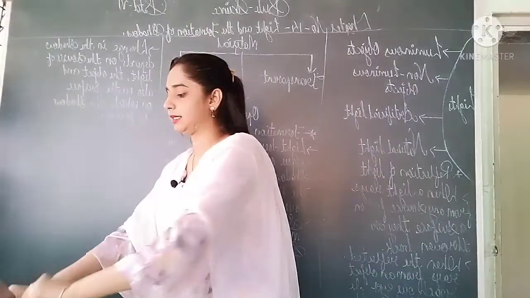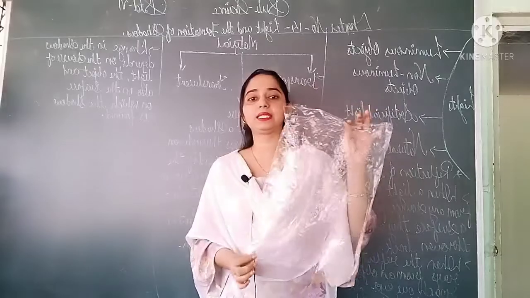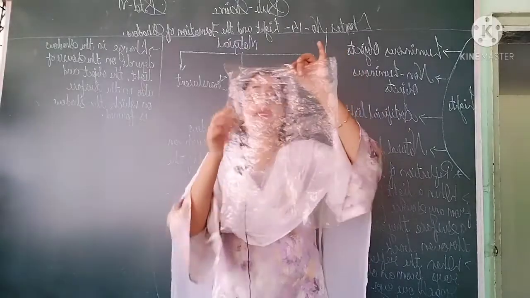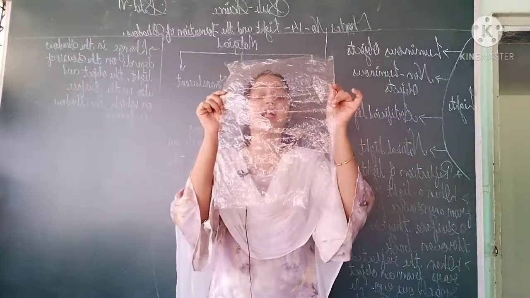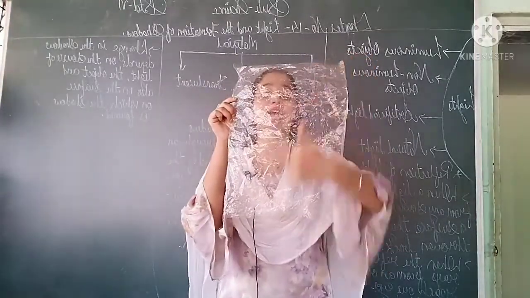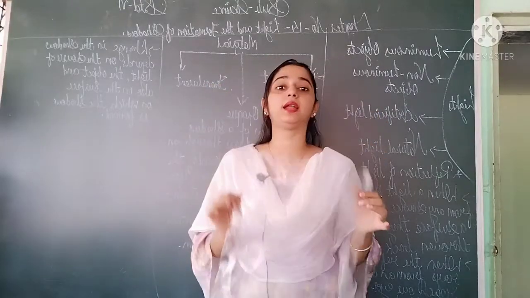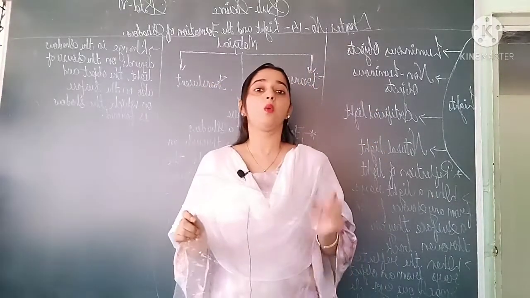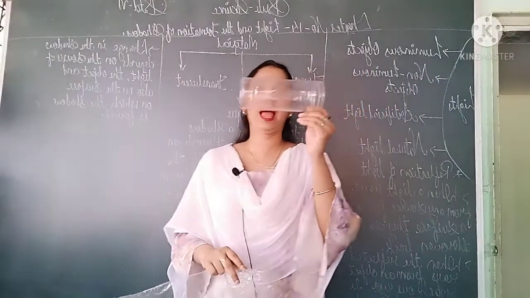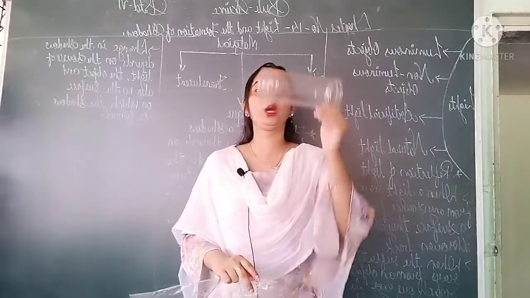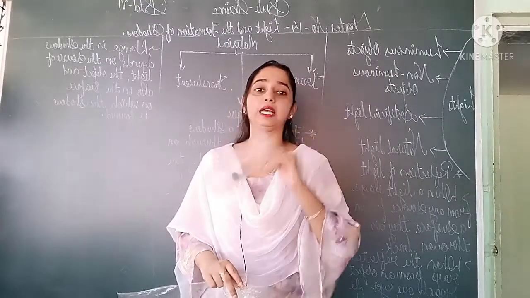Now let us see this. See, this is a plastic bag. This is known as transparent because we can see the clear image of the other side. So when we see the clear image of the other side, it comes under transparent. One more example is a plastic water bottle. So it is also transparent, so we can see the other side very clearly.